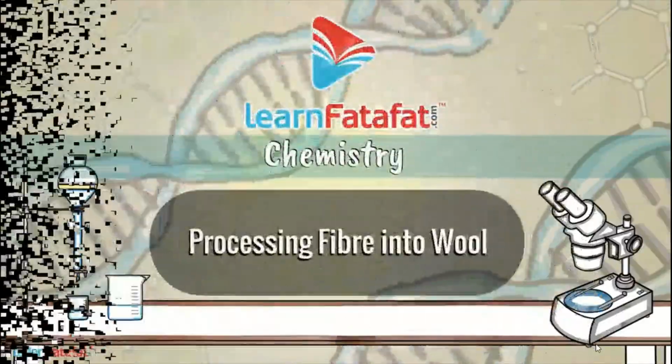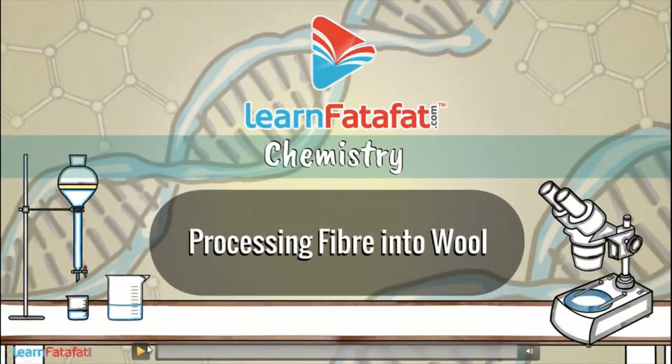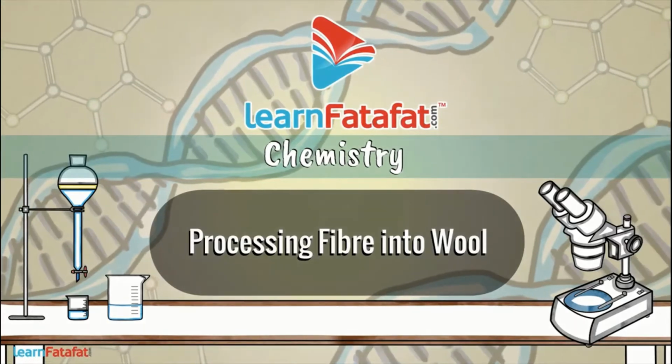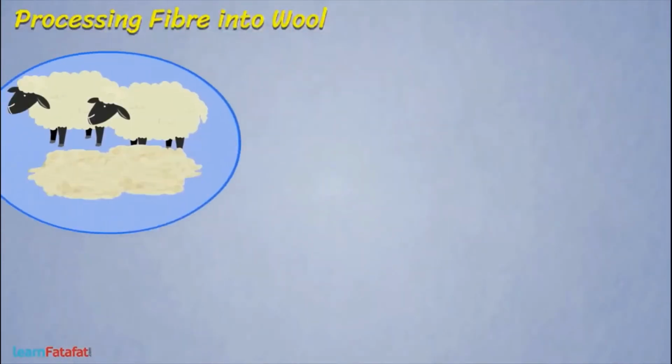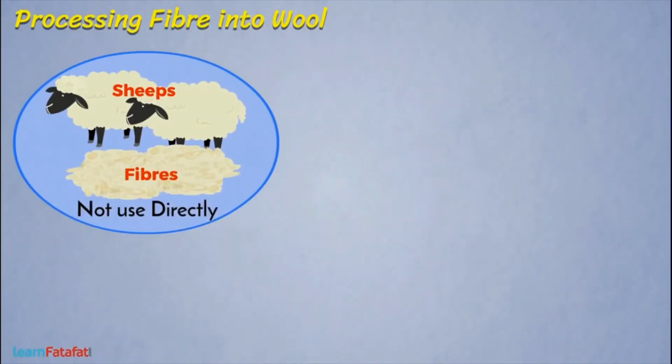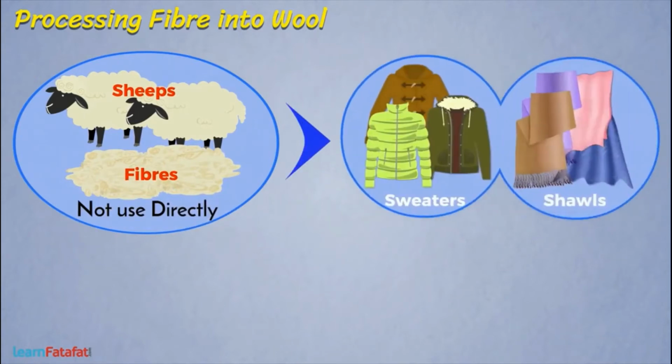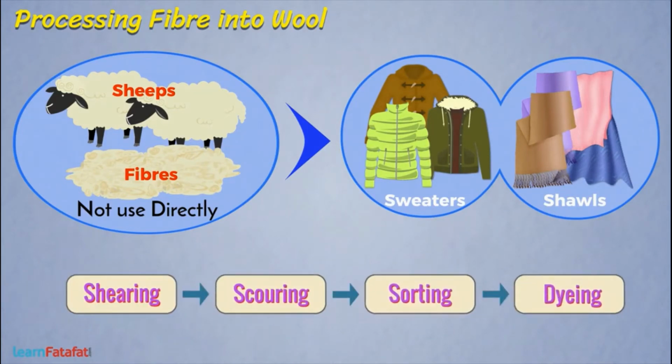Okay, so let's see what is next. Just see the video and you will know about the processing of fiber into wool, right? So just see how the process is done. Processing fiber into wool. We cannot use fibers obtained from sheep directly for making sweaters, shawls and many other things. Instead, these are processed in a stepwise manner. Here, in this lesson, we will learn how fibers are processed into wool.